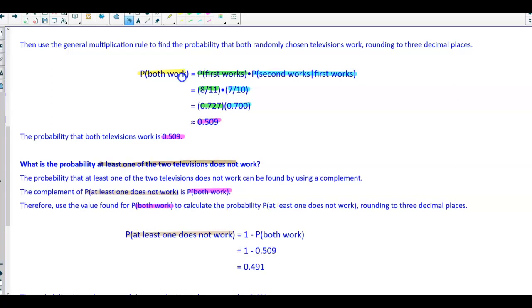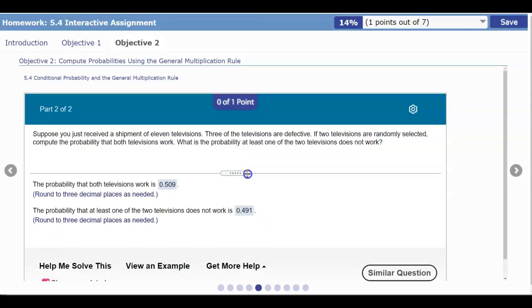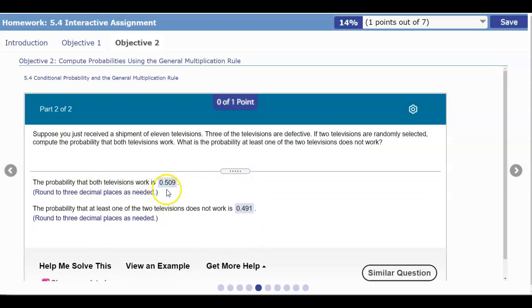So by doing that, we take 1 and subtract the probability that both work. From our previous result, we had 0.509, and 1 minus 0.509 gives us 0.491. Therefore, the probability that at least one of the two televisions does not work is 0.491. If we look at our results, the probability that both televisions work is 0.509. The probability that at least one of the two televisions does not work is 0.491.